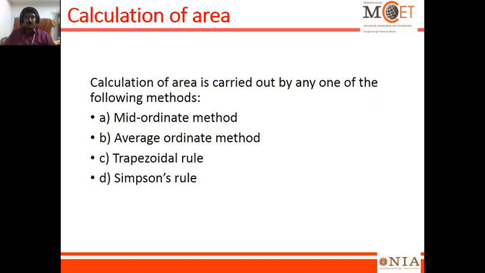The calculation of area is carried out by any one of the following four methods: mid-ordinate method, average ordinate method, trapezoidal rule, Simpson's rule. These four methods you may have heard in your school level, or some formula you may have applied somewhere else. If not, try to remember that also, or we will see it in the next part.